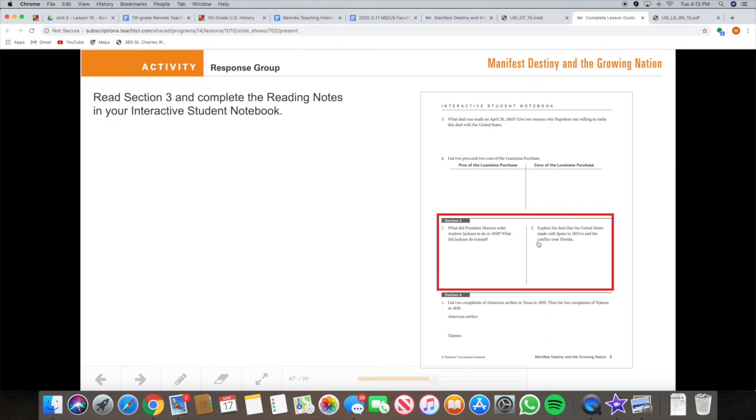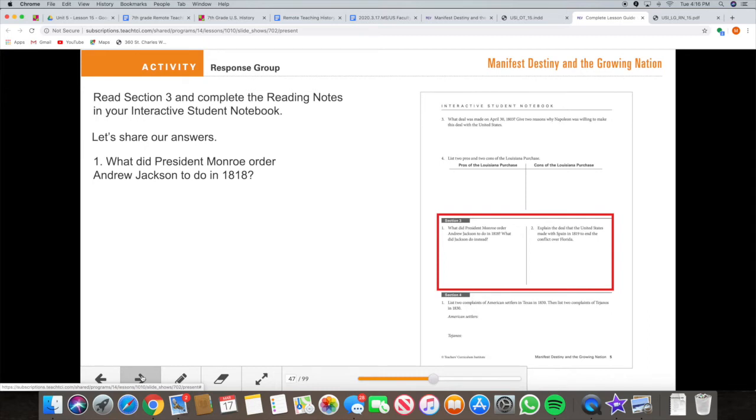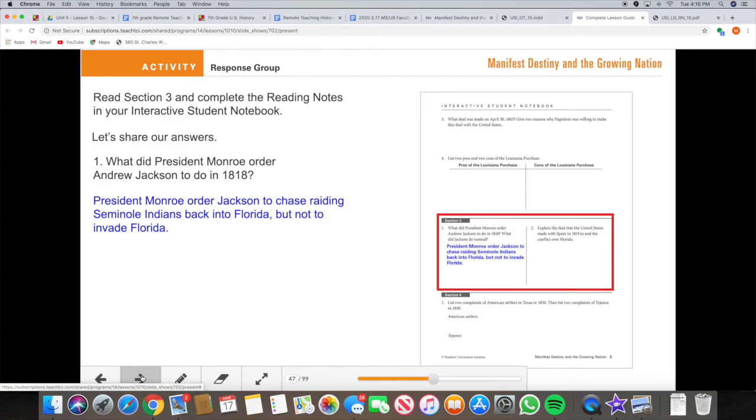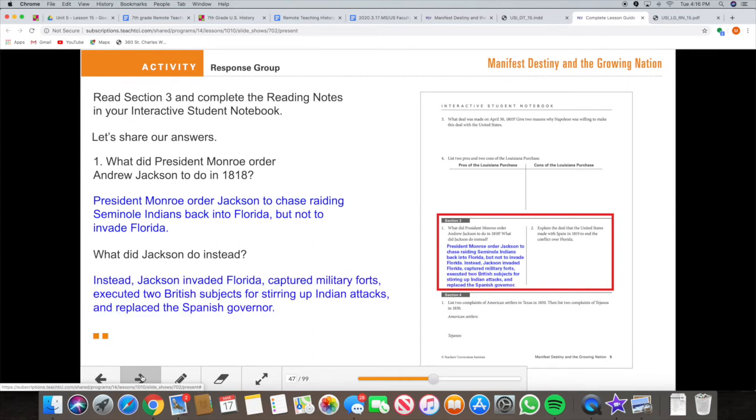I am totally aware that you guys can just skip ahead and look at the answers. The thing, though, is you're not learning much by doing that. You pause the video, you answered the questions to section three. Now let's take a look at what you should have been writing in your interactive notebook. Let's share the answers. So the first question was, what did President Monroe order Andrew Jackson to do in 1818? President Monroe ordered Jackson to chase raiding Seminole Indians back into Florida, but not to invade Florida. What did Jackson do instead? Instead, Jackson invaded Florida, captured military forts, executed two British subjects for stirring up Indian attacks, and replaced the Spanish governor. All right, go ahead and pause the video.